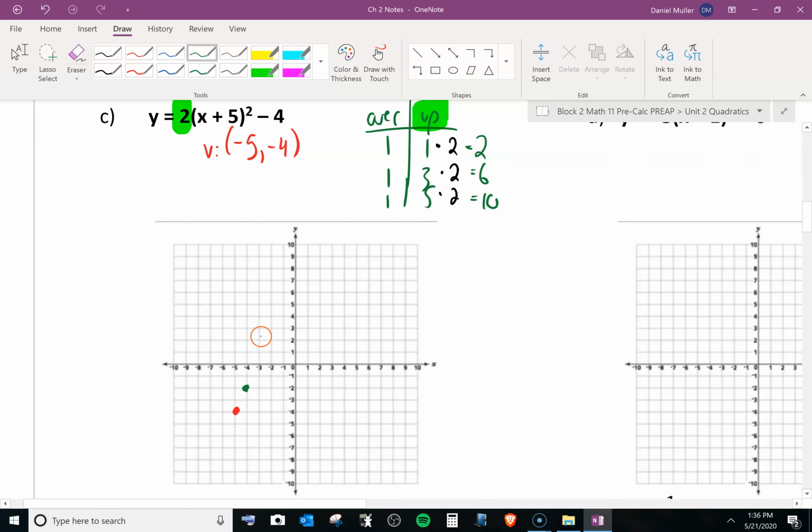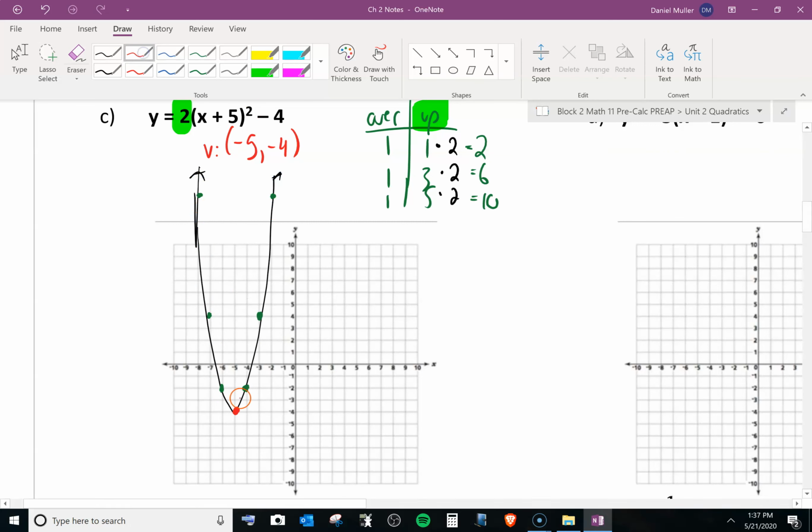1, 2, 3, 4, 5, 6. And then over 1, up 10, and that would go way off the graph here. 1, 2, 3, 4, 5, 6, 7, 8, 9, 10, like somewhere way up there. And then on this side, so you don't have to do this point. And then do the same to the left. Over 1, up 2, over 1, up 6, over 1, up 10. And then you can connect the dots, and you're done.